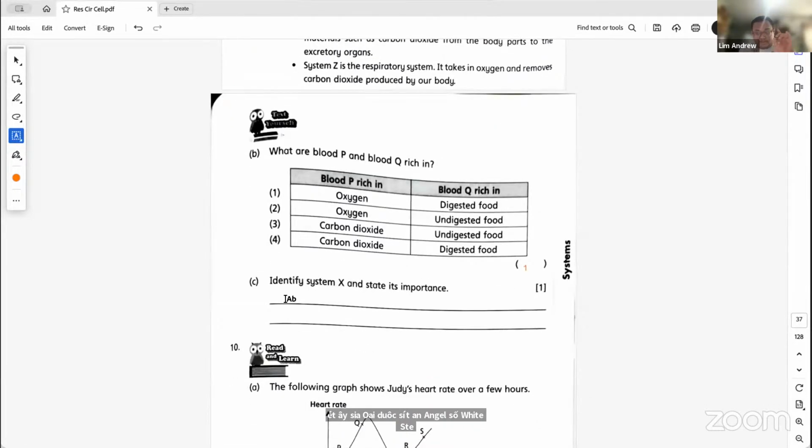This question is 1 mark, so we don't need to explain too much. Like I say, in an examination, we don't have time. So you just say that X is the digestive system. Why is it important? It breaks down food into simple substances, if you want to use the substance.